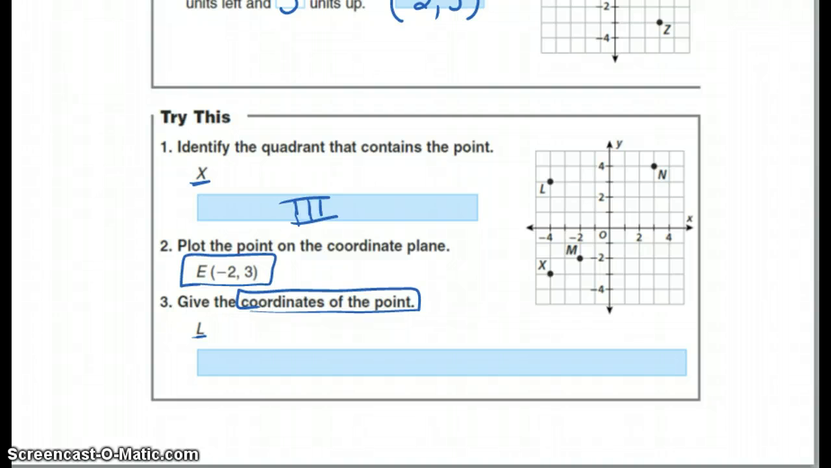All right, now let's plot something on our coordinate plane. We are going to label it E at -2, 3. So starting at my origin, -2 because I always go across. And then 3 is a positive number, so I'll go up 3. And there is point E. Oops, I erased my point.